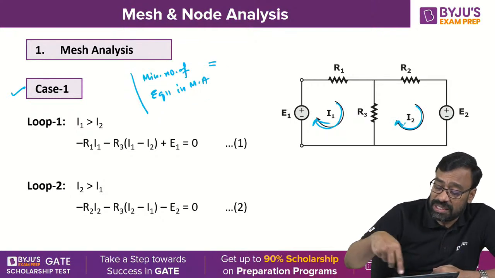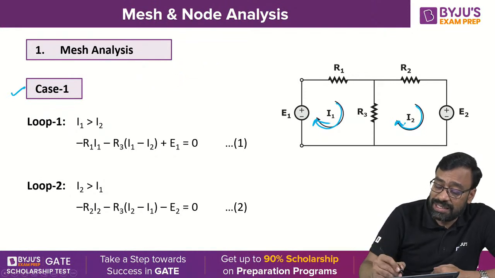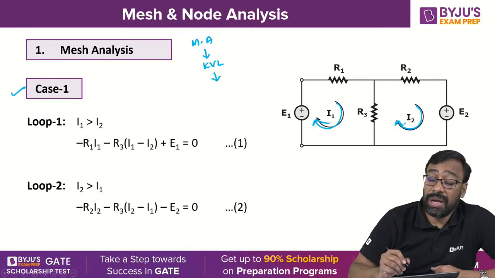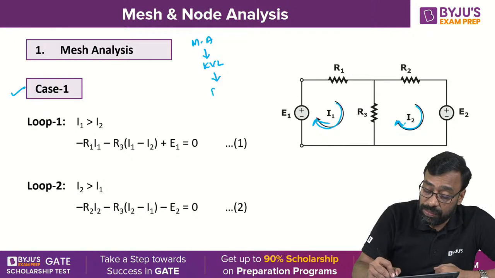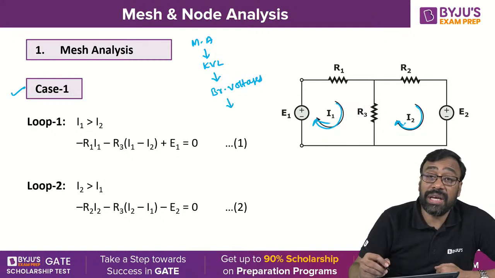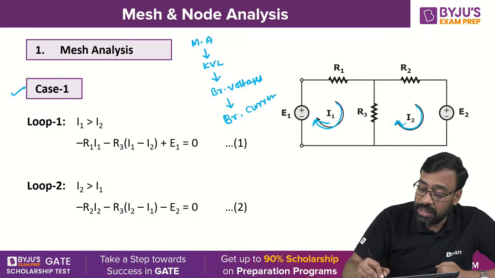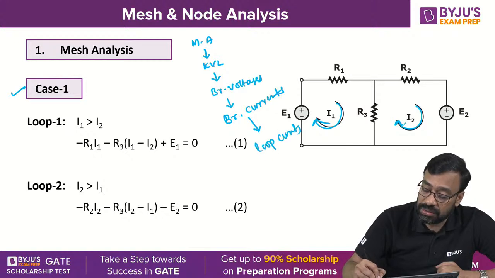When you apply mesh analysis, you generally apply Kirchhoff's voltage law, where the algebraic sum of the branch voltages must be 0. So you require branch voltages. Now these branch voltages are expressed in terms of branch currents. And these branch currents are expressed in terms of loop currents. You understand, all of you, okay?